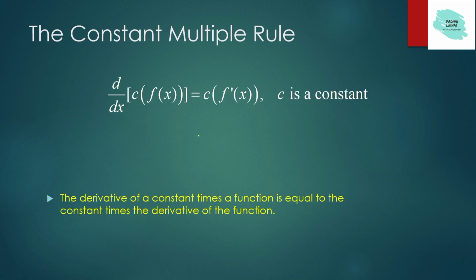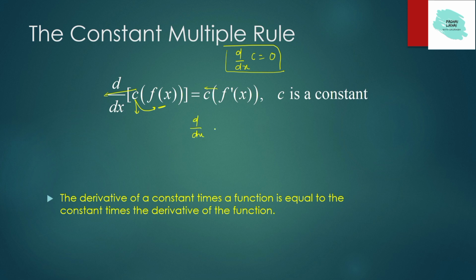Further, if this constant comes alone, the derivative of the constant will become 0. But if this constant comes with a function, then this function will save this constant. So c will come out, and only f(x) will be differentiated. So let us see some examples.